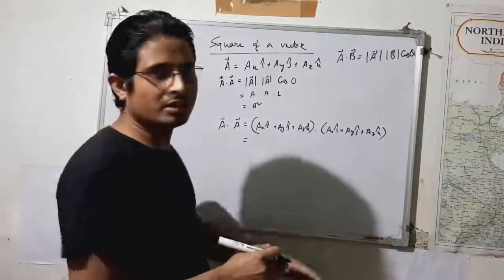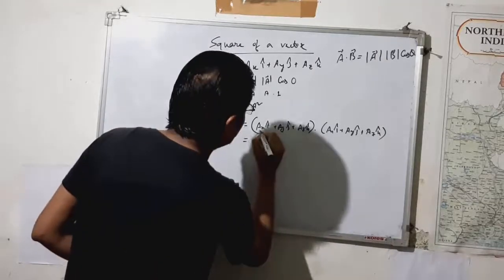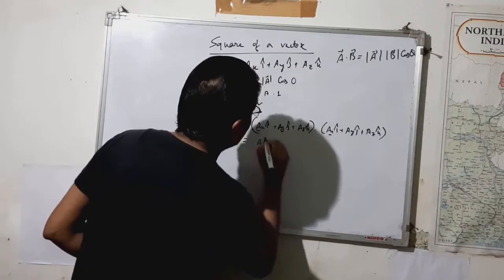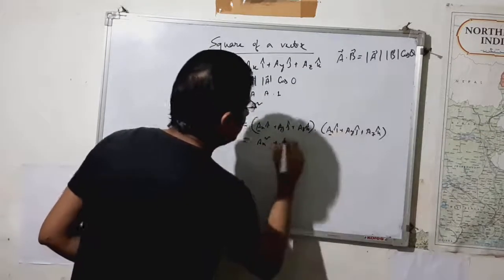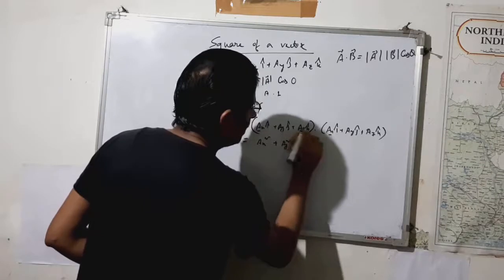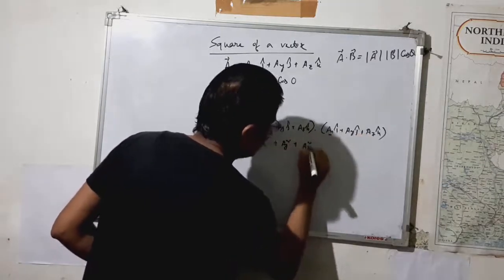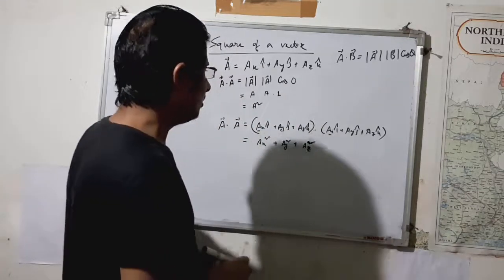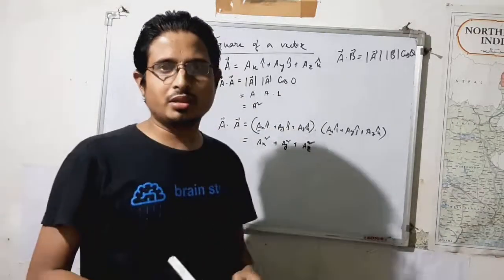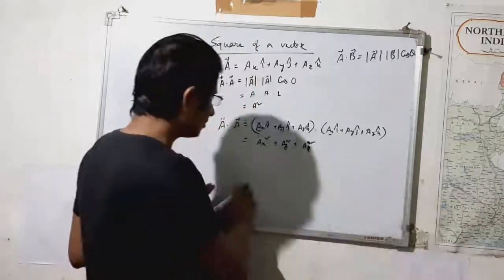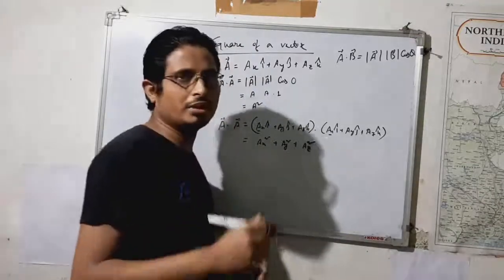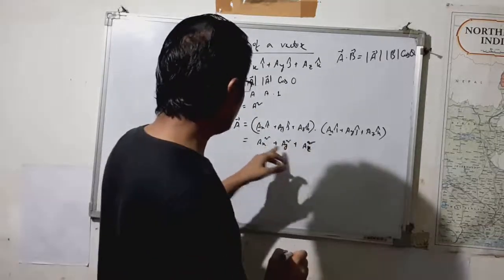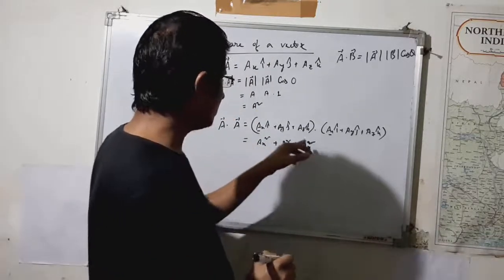Here, the final result of this dot product can be written as Ax into Ax, Ax square, Ay into Ay, Ay square, Az into Az, Az square. If you want to learn more about this product, please watch my previous video, that is the part 2 video. So A dot A equal to Ax square plus Ay square plus Az square.